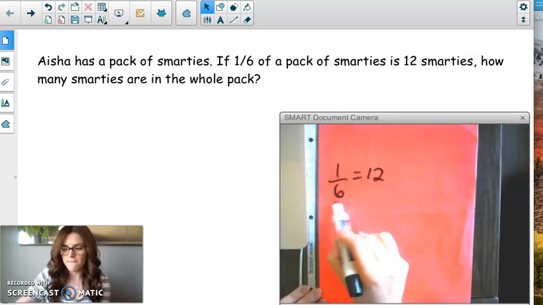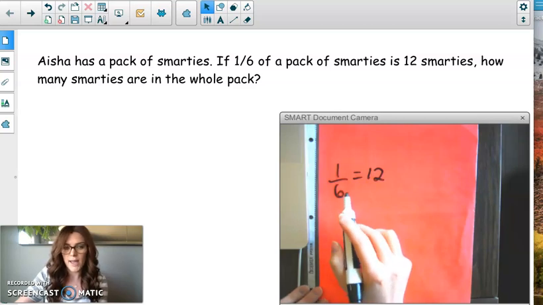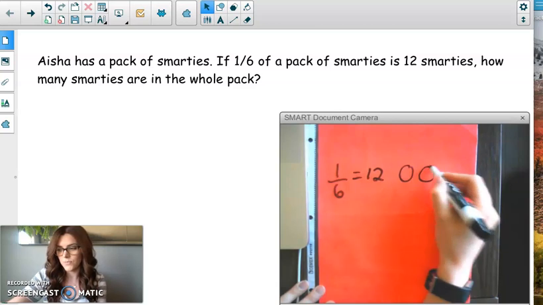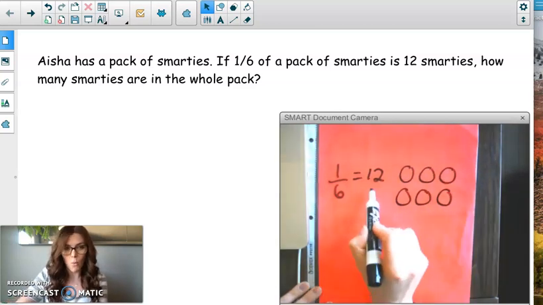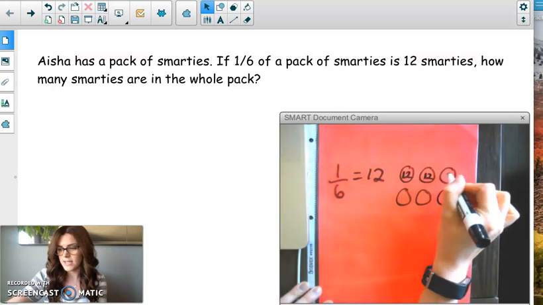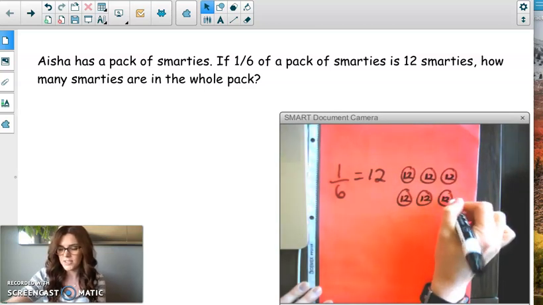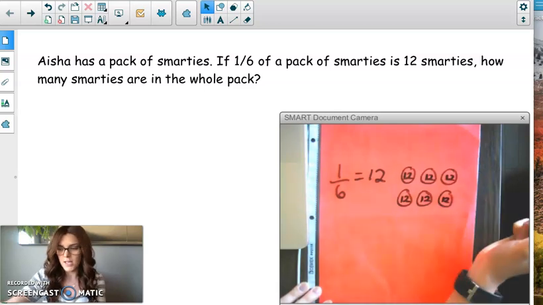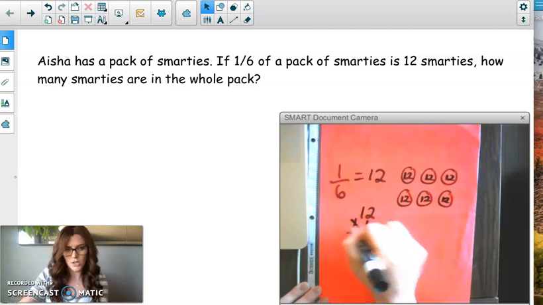So I know that my fraction of a set is in 6 parts. So I'm going to draw myself 6 groups. 1, 2, 3, 4, 5, 6. And we know that one of those 6 groups equals 12. So each of these has 12 Smarties inside. And if we look here, this looks just like multiplication using groups. So we can do 12 times 6 to solve this problem.